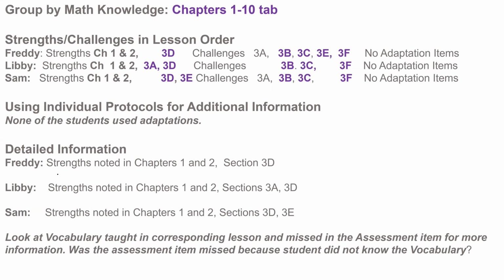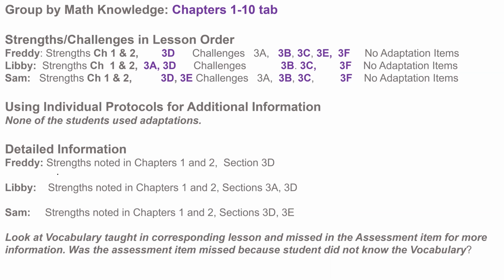When we look at other strengths, we can see that 3D is a strength for all of the students, that particular section. We see that Libby also had some strengths in 3A and Sam had some strengths in 3E. So they have that in common, that 3D is a strong chapter. Looking at challenges, Freddie and Sam had some challenges in 3A, but also challenges in 3B, 3C, and 3F go across the board for all 3 students. So I'm seeing that the students do have a lot in common.